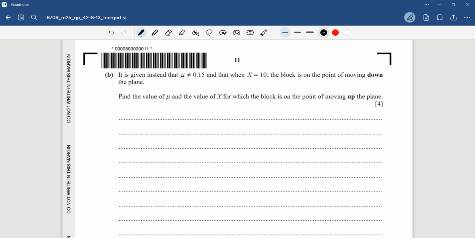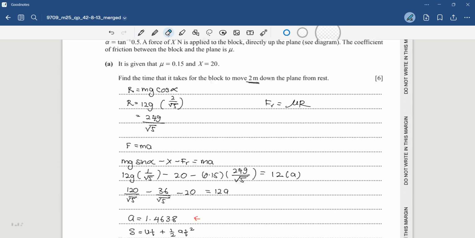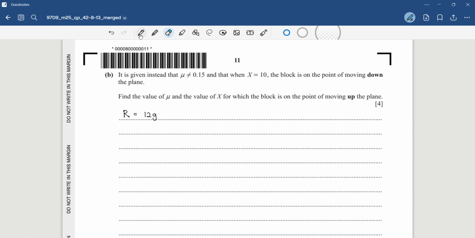So we can directly use the vertical answer, mR. From the previous question, mR is equal to 12g, so I can directly take that from just now: 24g over root 5. I can use my R directly from what I've done just now.